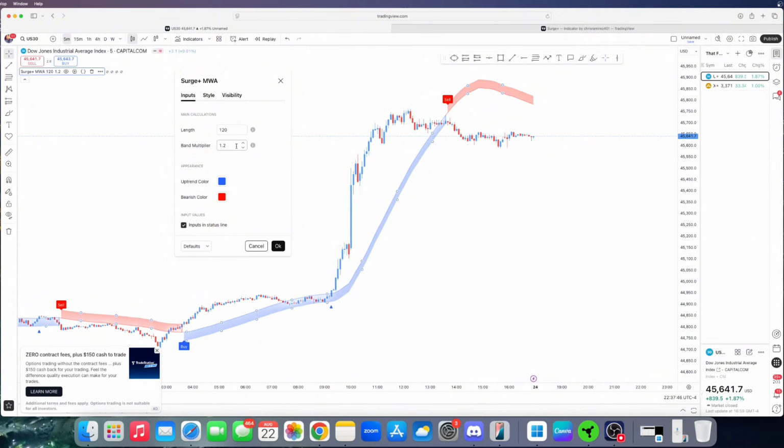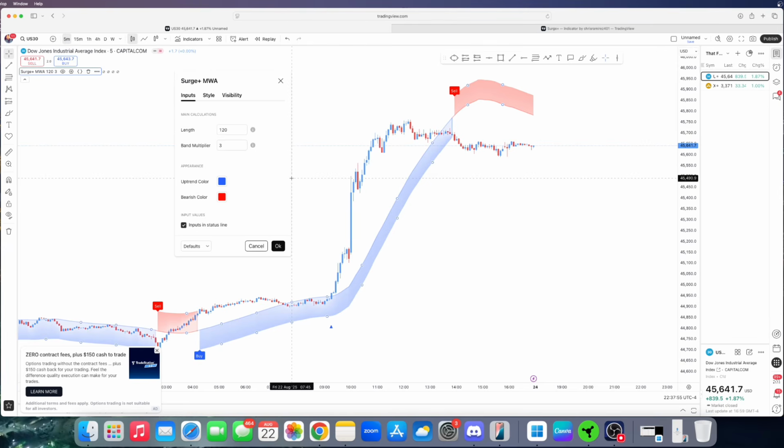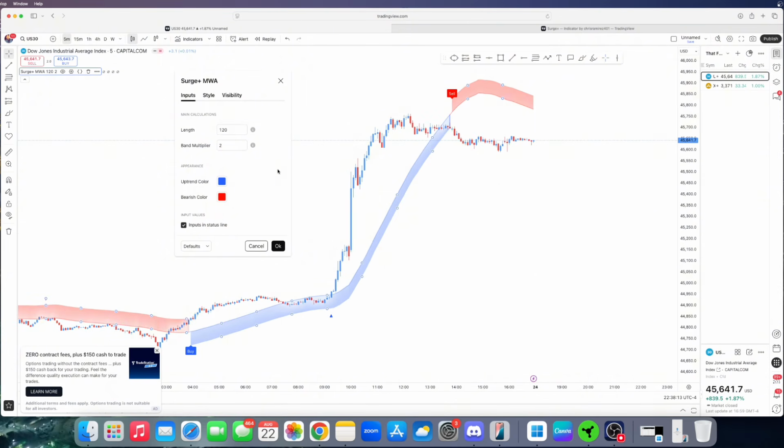Now for the band multiplier, this basically is just how thick these bands actually are. So for example, let's just say we put 3.0. You guys are going to see it's going to get some very thick bands. Now, something I do want you guys to understand, the length is, like I said, going back 120 candles to be able to catch and determine that trend. Now, the band multiplier, one thing to keep in mind, once the candle starts to break out of the band multiplier, that's when you're really going to get that trend change.